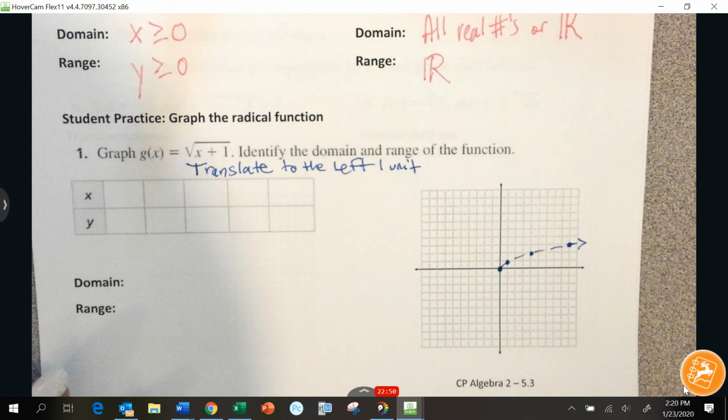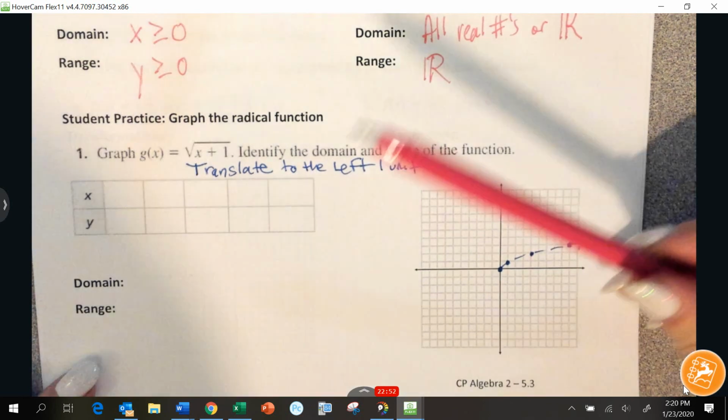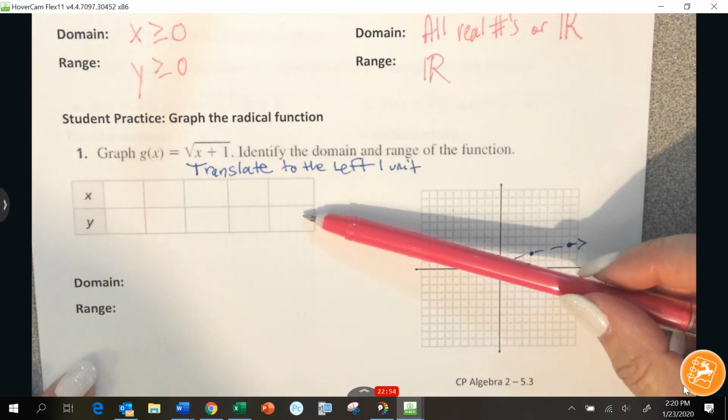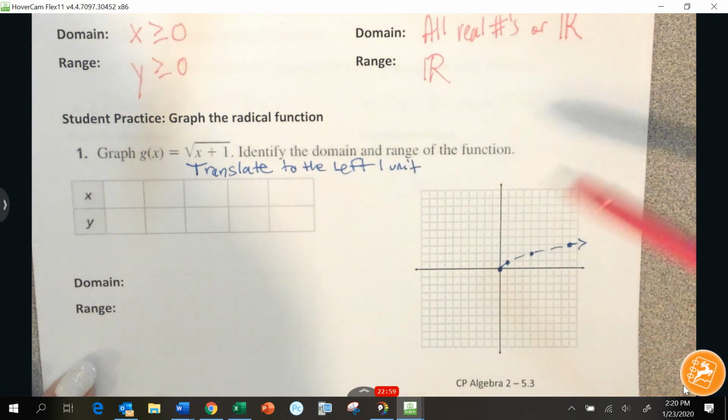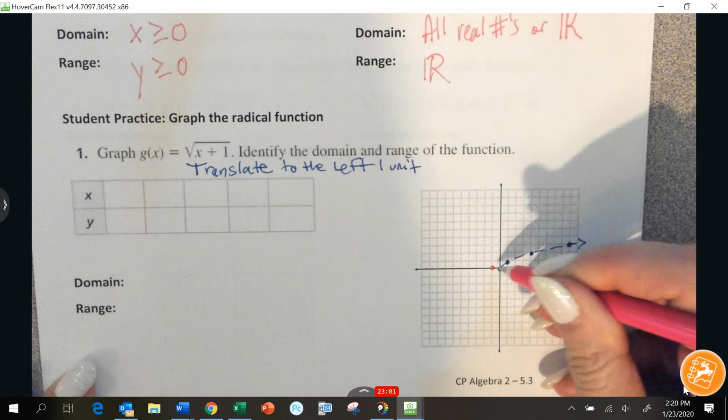So what I'm going to do, instead of making a table for this one, which you can totally make a table if you want, but instead of making a table, I'm just going to take each point and move it to the left one.